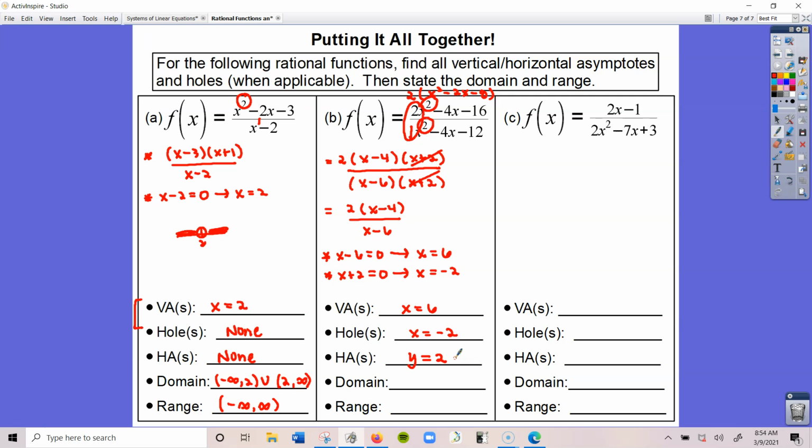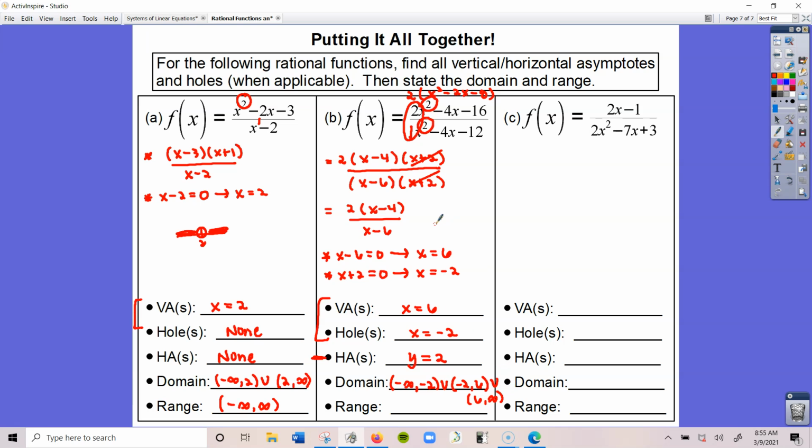Now the domain is affected by your vertical asymptote and the holes. And I mean, look at how it's written, right? We have x equals and x equals. So these are affecting domain, since domain is the x's, and the range is affected by the horizontal asymptote since that's a y, since range represents y's. So my domain, we have to exclude -2 and 6, but all of the other numbers are okay. So my domain would be from -infinity to -2, union -2 to 6, union 6 to infinity.